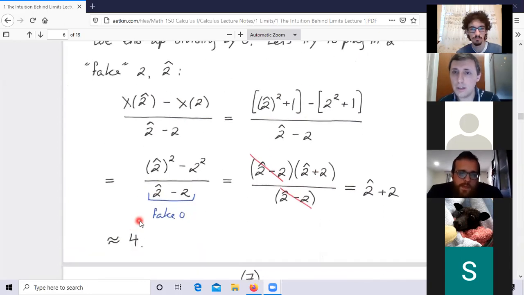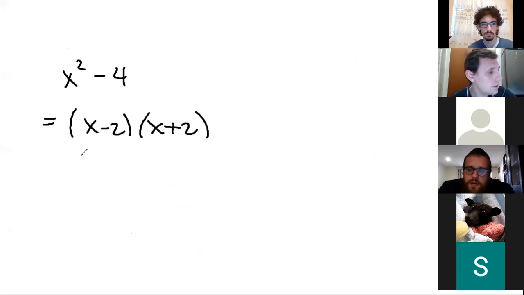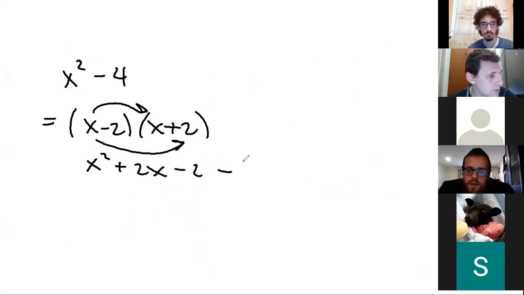You follow? Guys, you remember how to do foiling, just to be sure. You remember this, right? Let's say you have x squared minus 4. This is the same as (x minus 2)(x plus 2). You can clearly see if you foil it out, you get x squared plus 2x, and then minus 2x minus 2 squared, which is x squared minus 4, right? So that's how you foil a difference of squares.